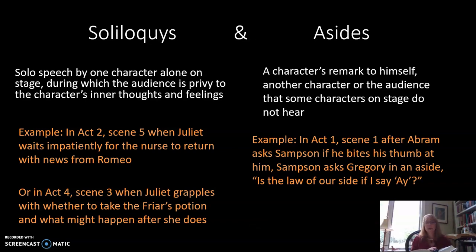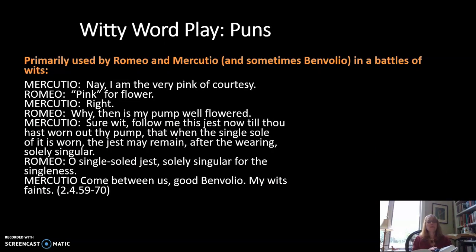In other words, am I going to get in trouble if I say yes? And Samson replies, no, these are asides. Other characters do not hear them. There's also a lot of witty wordplay or punning in this play. And some important examples occur between Mercutio and Romeo.